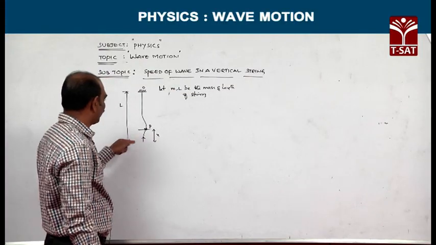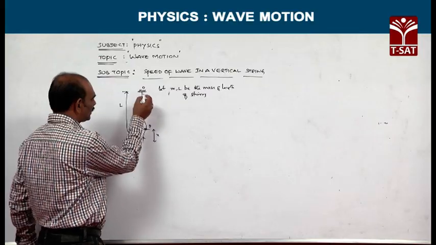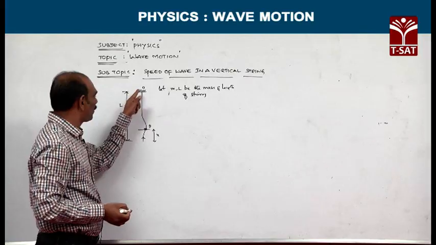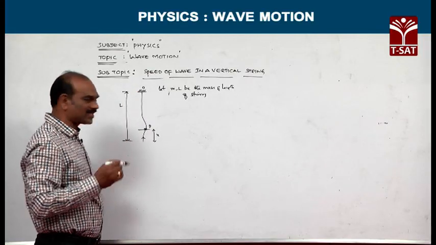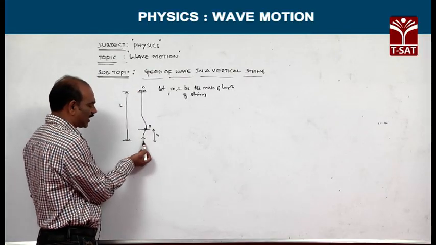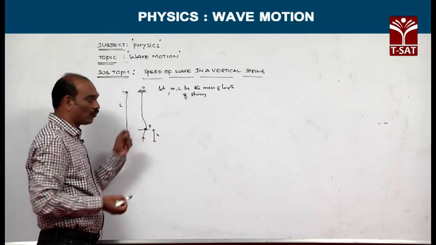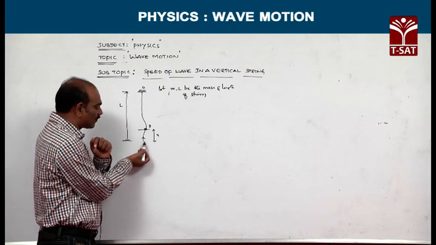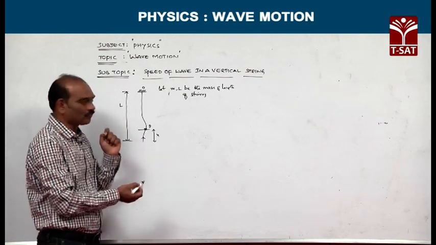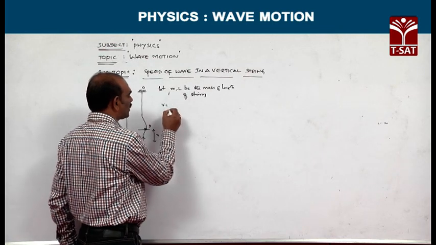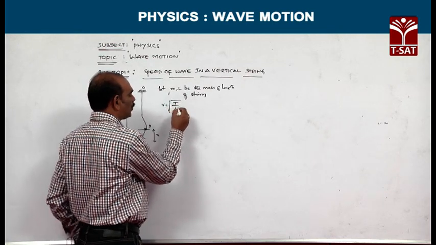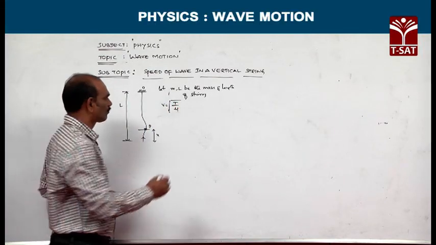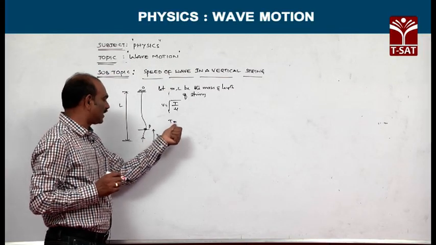Speed of a wave in a vertical string. Let the mass of the string be m, the total length of the string be L, the upper end fixed and the lower end free. Let us consider a transverse pulse propagating from the lower end to the upper end. We want to calculate the speed of the transverse pulse at a distance x from the free, lower end, at a point P. We know the basic formula V is equivalent to the square root of T by mu, where T is the tension in the string at P. So, how can we calculate it? We want to find the tension at P.